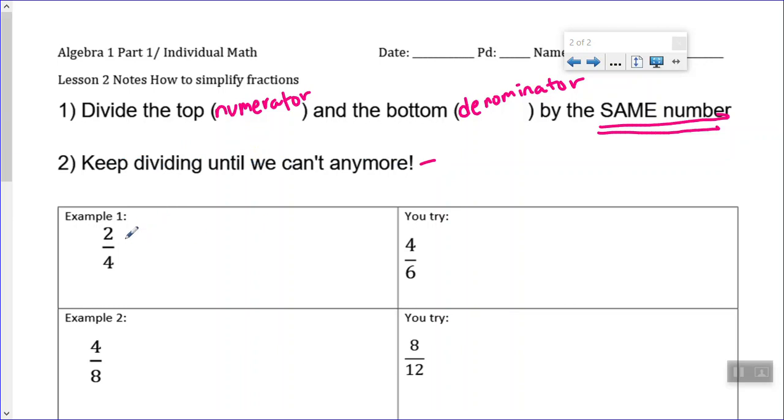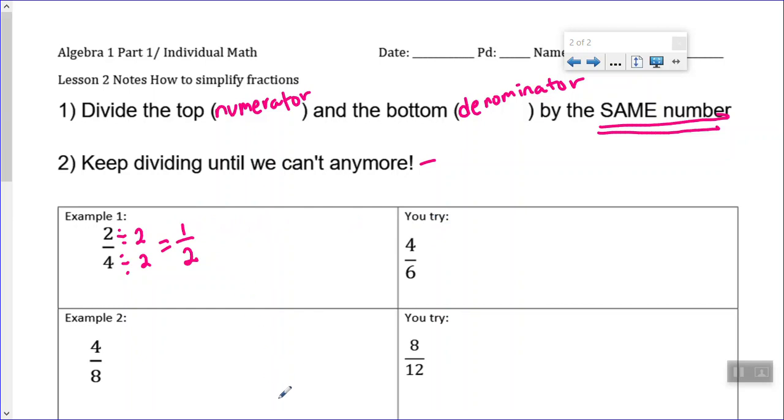So let's try example 1. The numerator is 2, the denominator is 4. We went over divisibility rules yesterday. So the number ends in 2 and 4. They are divisible by 2. So I'm going to divide the top number, the numerator, by 2, and divide the bottom number by 2. 2 divided by 2 is 1, 4 divided by 2 is 2. And here you cannot divide anymore because 1 is divisible only by 1. So this is the answer.